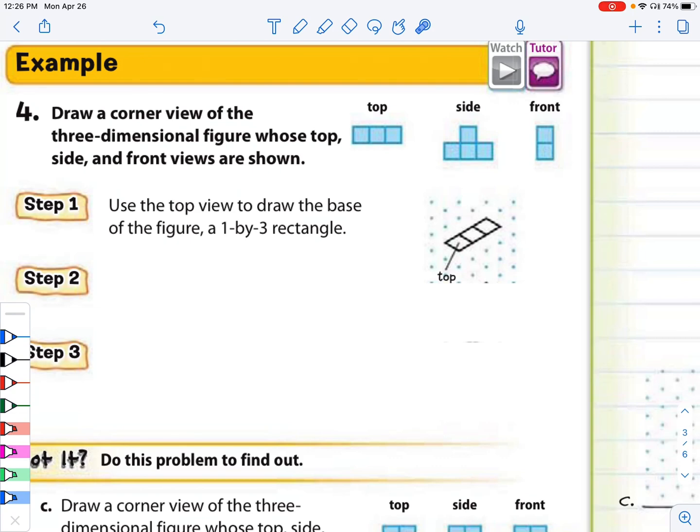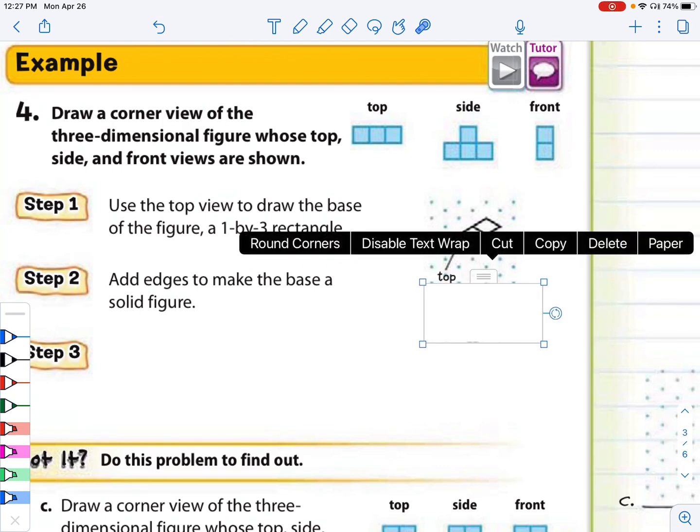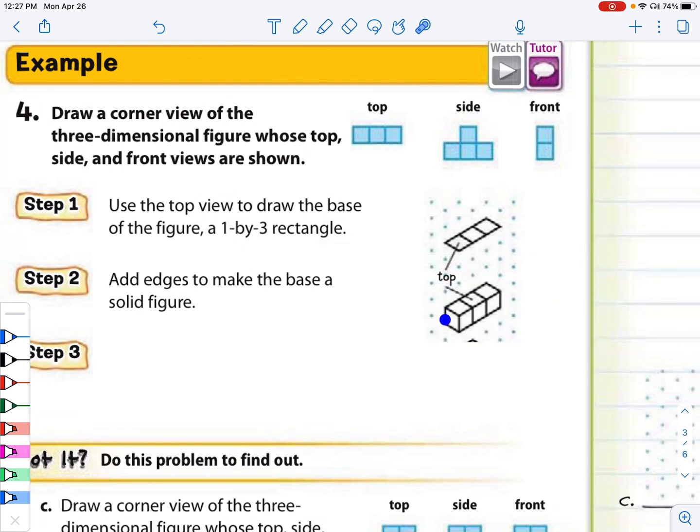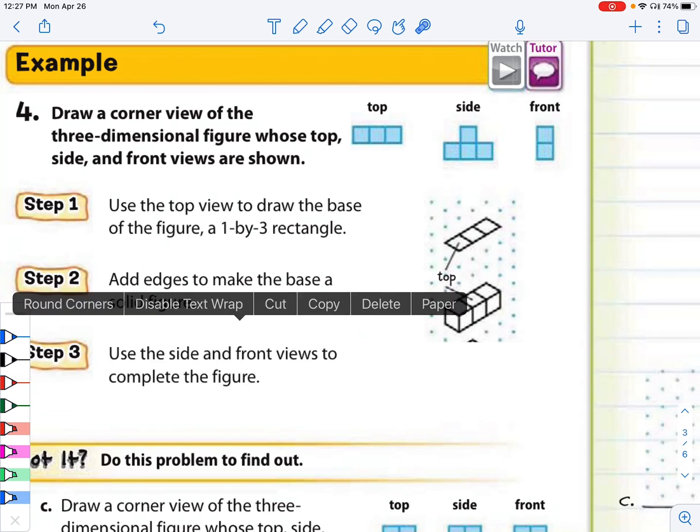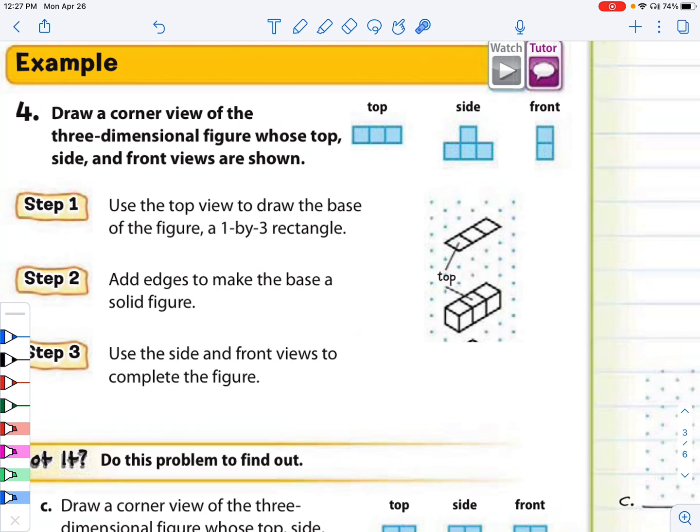Step number 2, add edges to make the base a solid figure. Edges meaning you are going to draw lines to make it more of a three-dimensional figure, and this is how it's going to look. So this is our base, and we draw our edges, and that's how it looks. And finally, step number 3, we are going to use the side and front views to complete the figure.